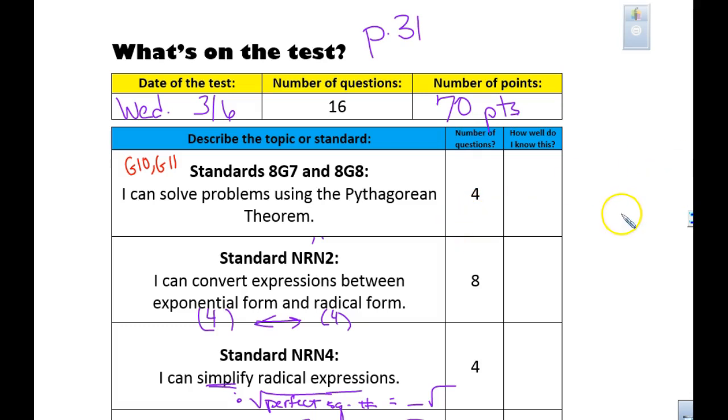There's going to be 4 questions. They're 22 points, so some of them are more than 4 points. They might be like a 6-point question, something like that.